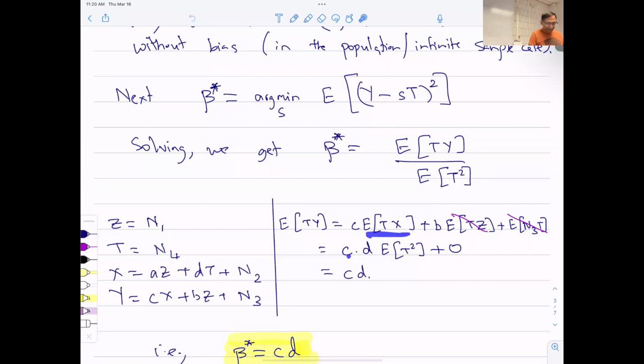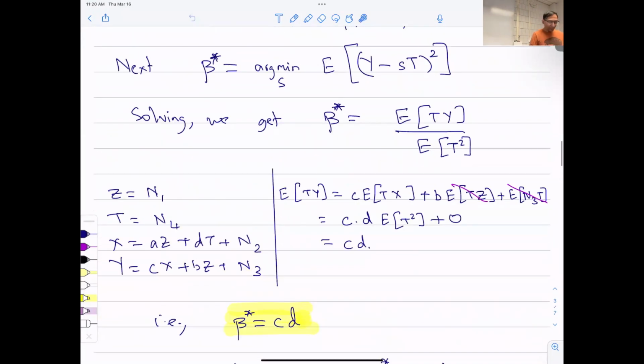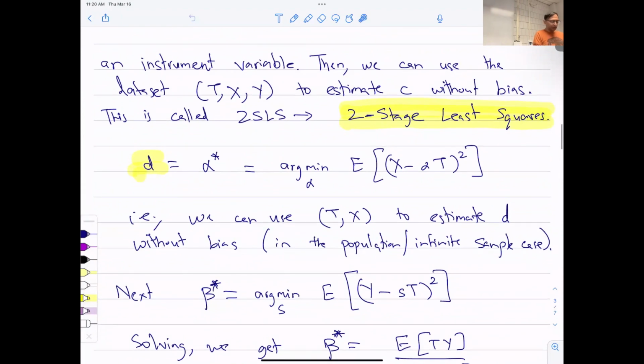If you do this calculation, you will get this D times T square. All the other terms cancel. So you'll just get C. And the expected value of T square is 1. So you'll get the numerator as C times D, the denominator as 1. So just solving least squares gives you C times D. Now I solve the previous least squares to find D.